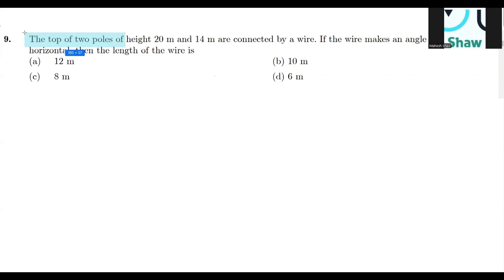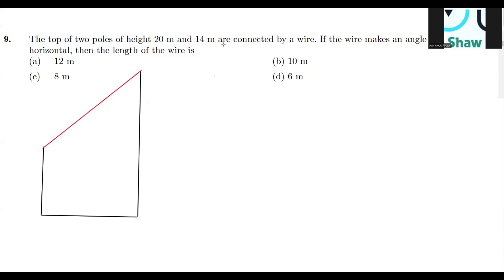This says that the tops of two poles are of height 14 meter and 20 meter. So let's make the diagram first. Two poles. Let's say I took one pole as the base, and this is the longer pole. And this is connected with a wire. Let's say this is the wire here. And we know that we have to make a horizontal, so why not make the horizontal now, and then we'll continue to read the question.